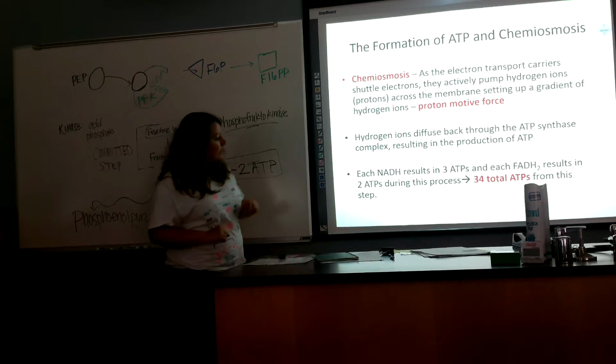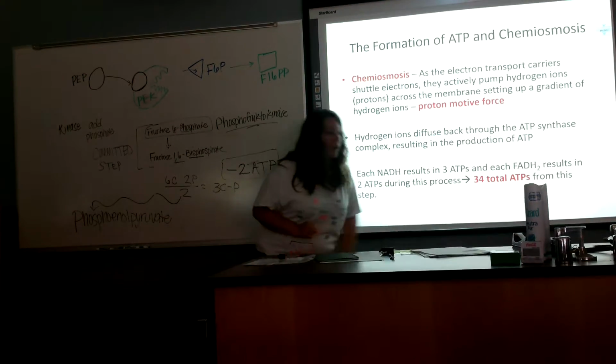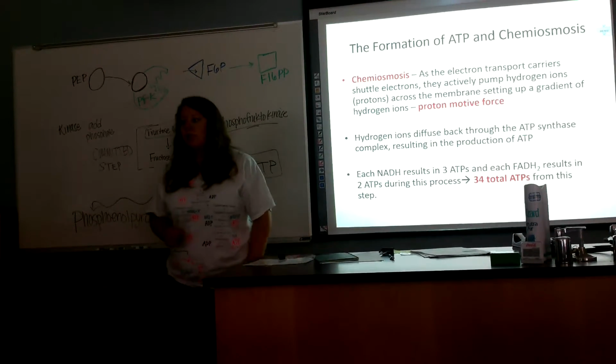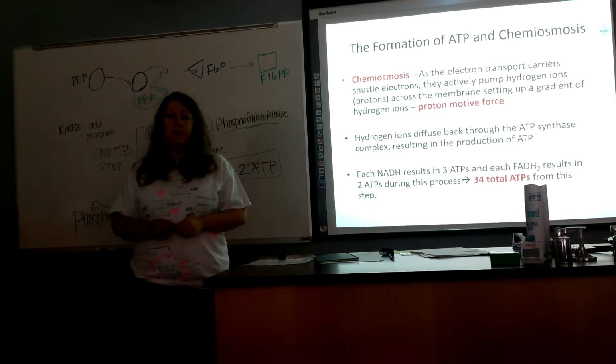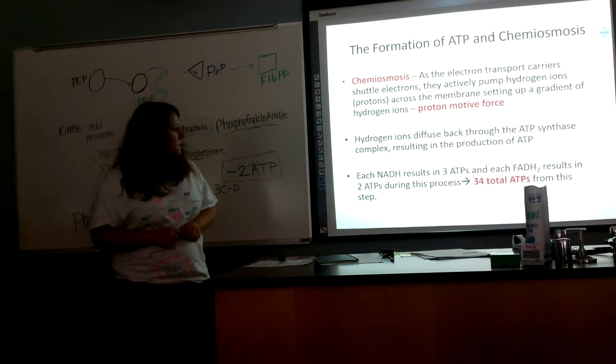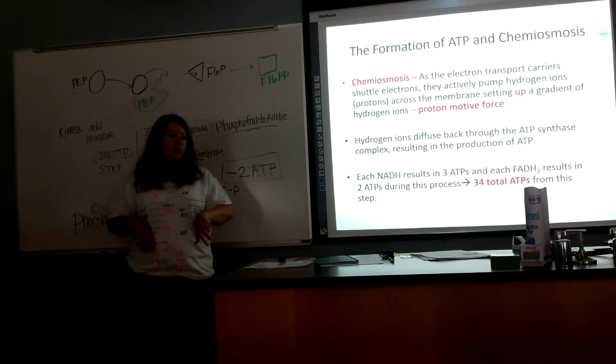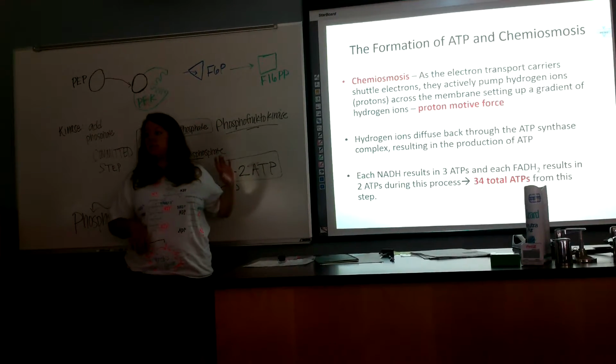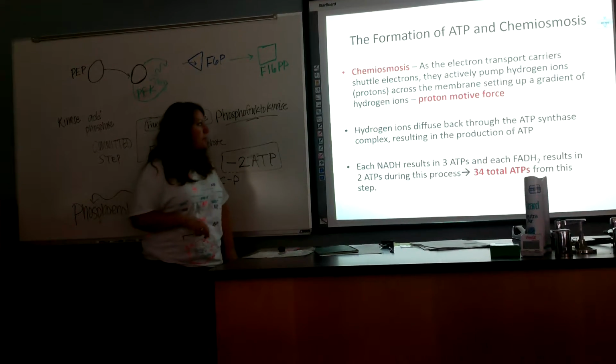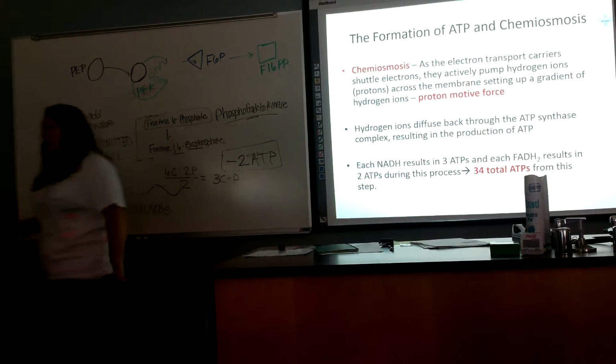So this is going to result in 34 total ATPs per glucose. So that's a lot compared to a measly 2 here and 2 there. This is really good at making ATP. So let's watch a video of how this happens.